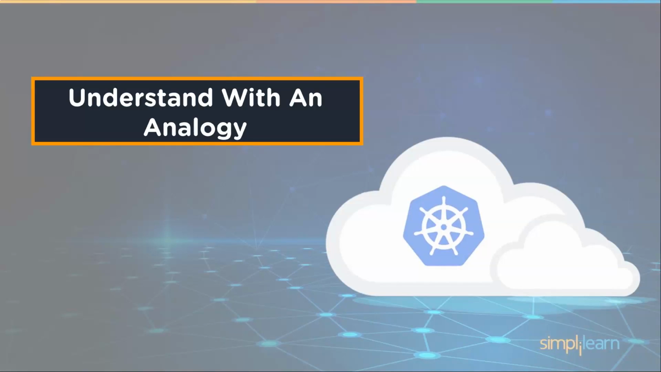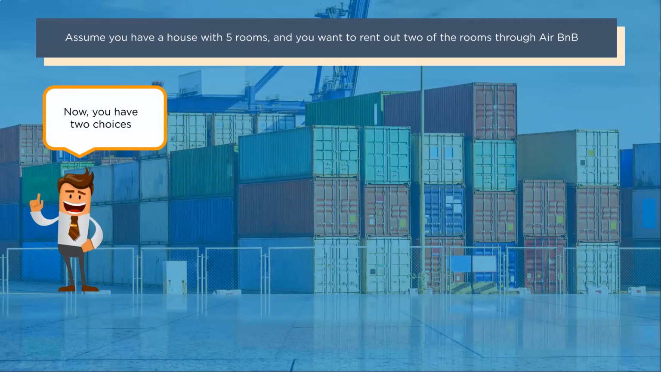Let's talk about an analogy here. Assume that you have a house of 5 rooms, altogether 5 rooms over there. There is a constraint on how many rooms will be available. Now you want to rent out 2 rooms through Airbnb, that's the platform which you want to use. You want to proceed further with those 2 extra rooms which you don't want to use yourself.